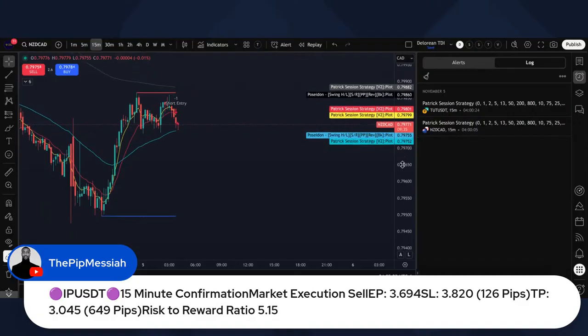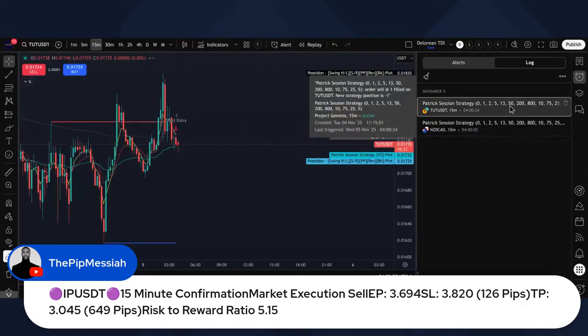May miss it because I'm getting ready to go to sleep. And then we got TUT versus Tether. That's on our list as well. But again, I'm getting ready to go to sleep.